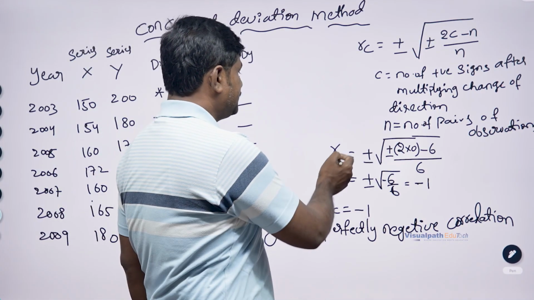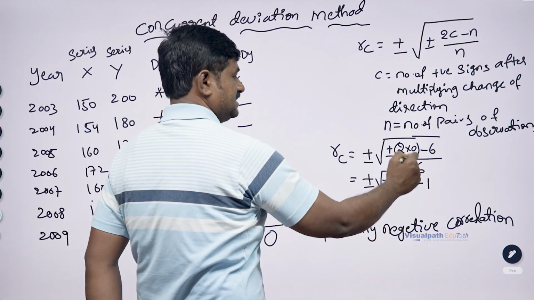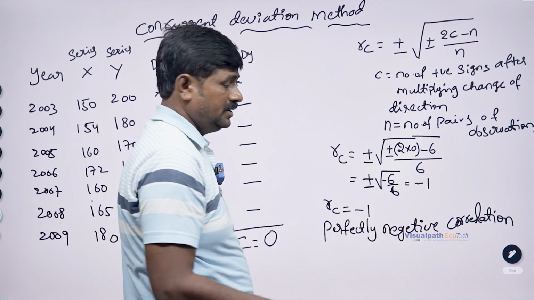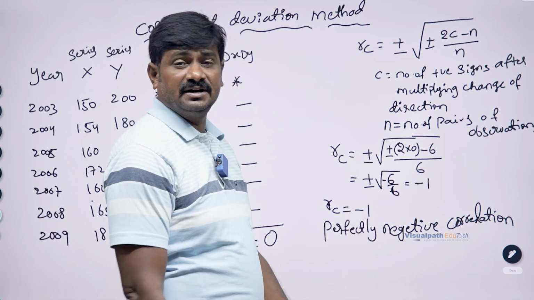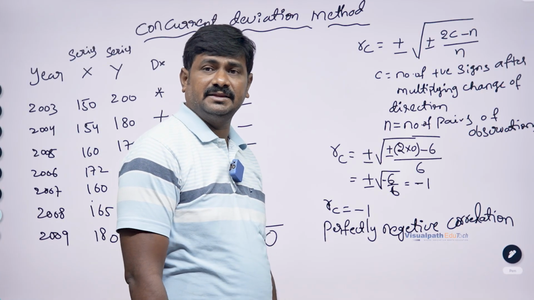Then we have to substitute that in the formula. rc is equal to plus or minus the root of 2 into C, where C is 0, minus 6, divided by 6. Minus 6 by 6 is equal to minus 1. Under root, minus 1, that is equal to 1. So rc is equal to minus 1. Perfectly negative correlation here we have. So that is the concurrent deviation method.